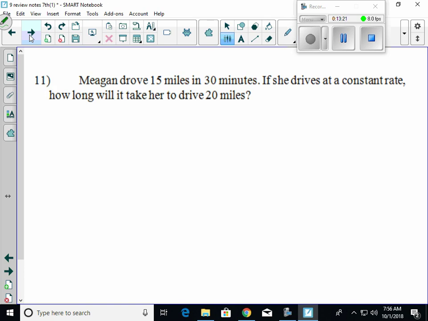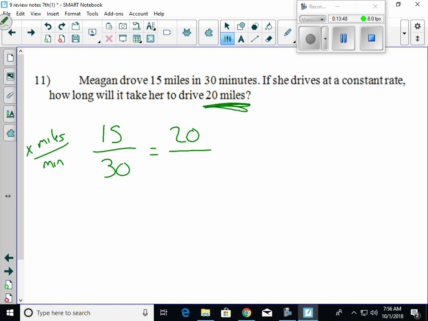Okay, this one is similar, but I'll do this one with a proportion, to show that you can do it both ways. Megan drove 15 miles in 30 minutes. Okay, so we have miles and minutes. 15 miles in 30 minutes. How long will it take her to drive 20 miles? Okay, so that 20, I put miles in my numerator. I have to put that 20 in my numerator. And I'm looking for the denominator.